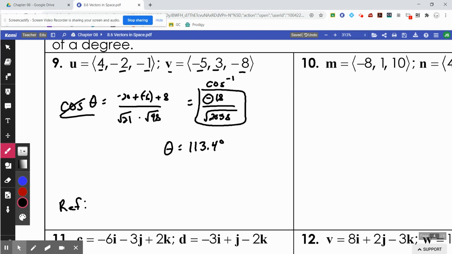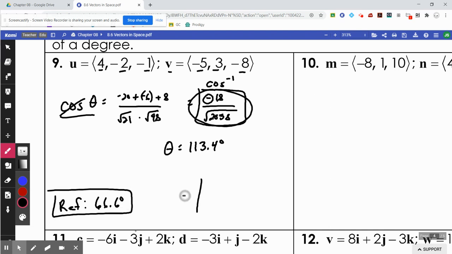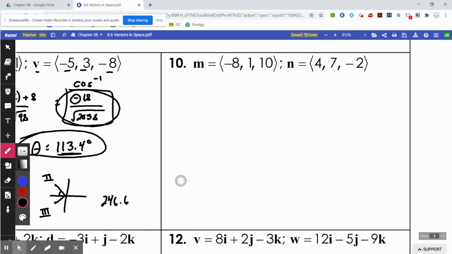Drop the negative, do the inverse cosine of 18 over the square root of 2058, and you're going to get, as a reference angle, 66.6 degrees. And we know that since cosine is negative, technically you have an answer in the second and in the third quadrant. So with a reference angle of 66.6, subtract from 180 and you do get this 113.4, but add to 180 and you actually get 246.6, which is the other larger angle that you get between these two vectors. So this is the one they're looking for, though, so you can just do that.